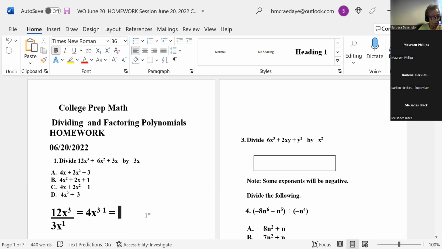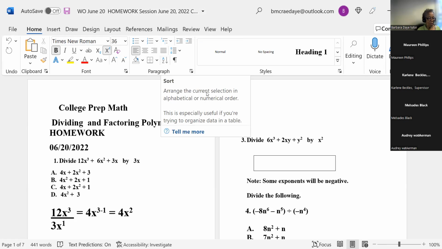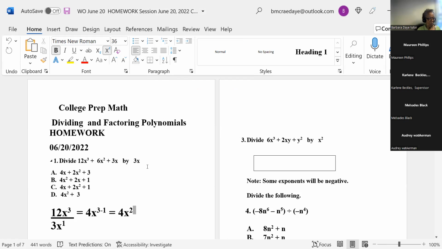Maureen just told you to subtract the exponent of the denominator from the exponent of the numerator. That's what I have here. 3 minus 1 is equal to what, Mercedes? 2. So what would that be equal to? 4x to the second power. That's it, 4x to the second. So the first term divided by the monomial is equal to 4x to the second.